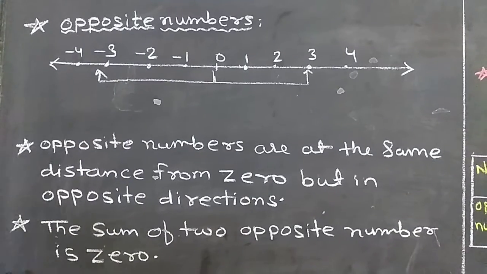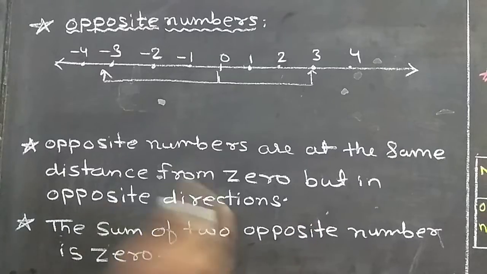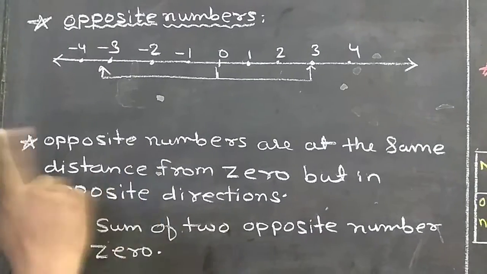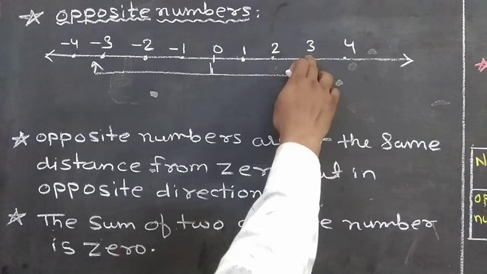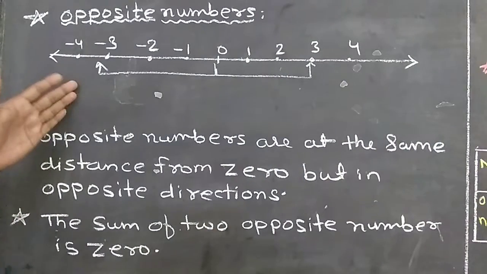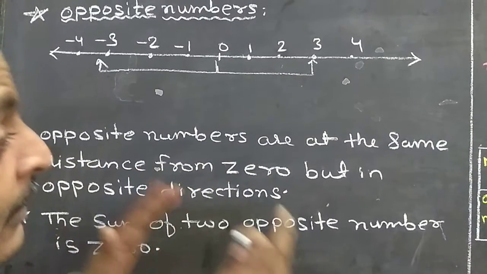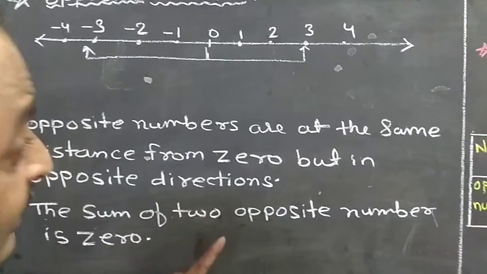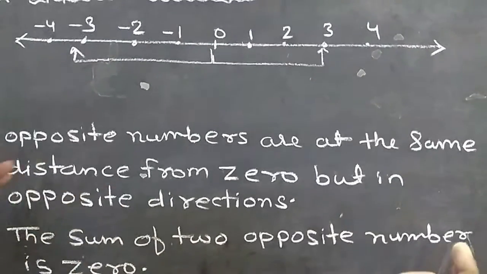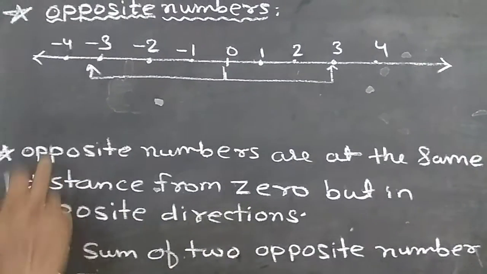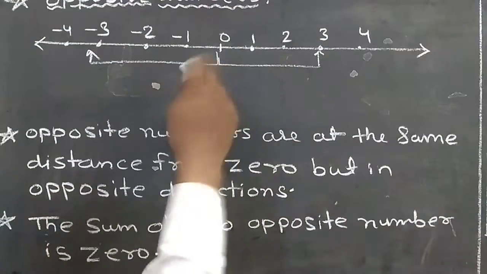Now what is the difference between this 3 and minus 3? Both are the same number but have an opposite sign, and both are in opposite directions. Plus 3 is on the right hand side and minus 3 is on the left hand side. So both are the opposite of each other because both have a different sign, and both lie on the number line in opposite directions. So what is an opposite number? Opposite numbers are at the same distance.